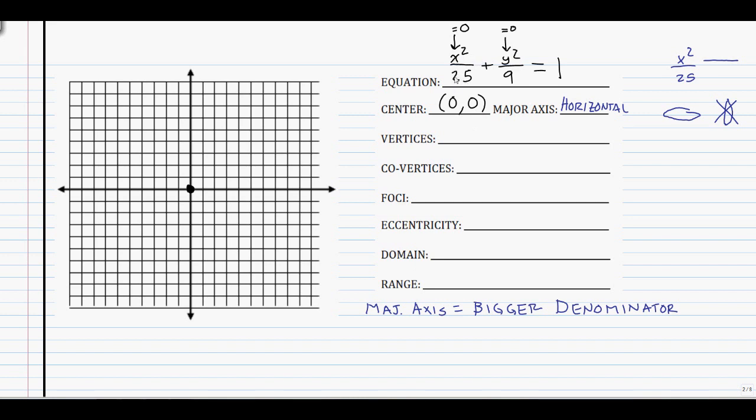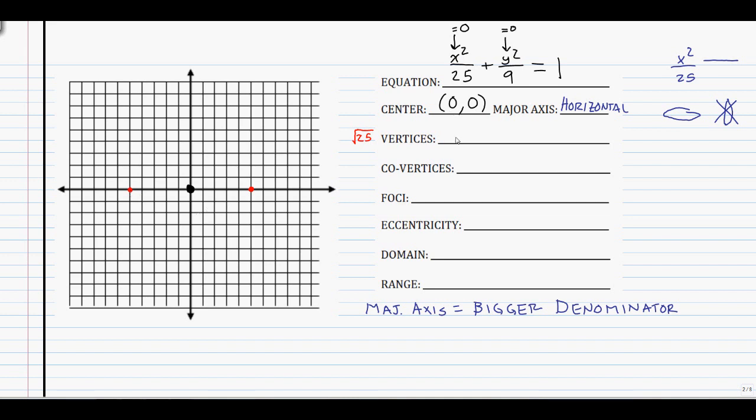So in this piece, for the vertices, since x is major, we look at the first term, the x squared term, and notice that on the denominator is 25. Well, to figure out how far we're going to count, we're going to take the square root of 25. The square root of 25 is 5, meaning that we're going to count 5 over and 5 back from that center. So 1, 2, 3, 4, 5. Our first of the vertices is right here. 1, 2, 3, 4, 5. Our second of our vertices is going to be right here.